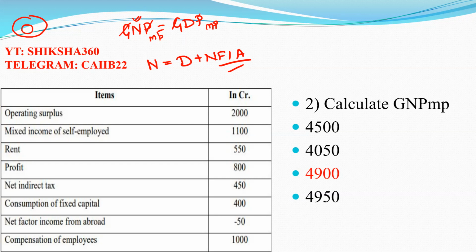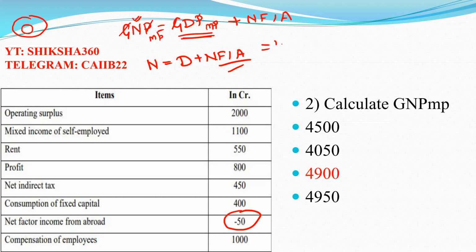Here, net factor income from abroad is given as rupees minus 50. It means that we are sending more money abroad than we are getting from abroad, which is why it is negative. We have already calculated GDP at market price plus NFIA.